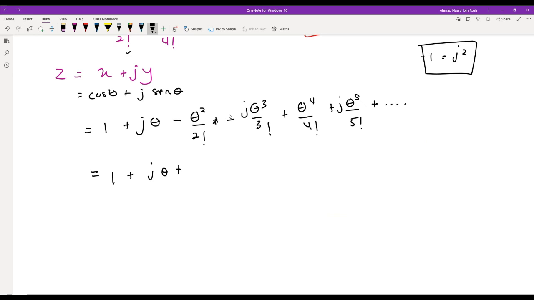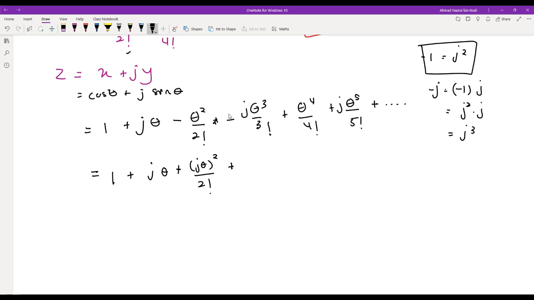So we can have here j theta square over 2 factorial. And then we have minus j. What happened is this minus j means minus 1 times j. So minus 1 is equal to j square, and j times j gives j square. So we have here j to the power of 3 equal to minus j.